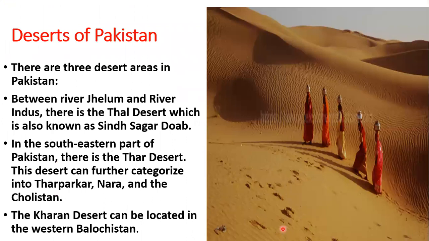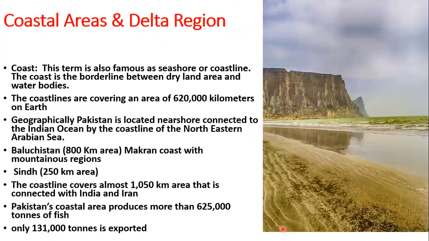So for the difference, coast is actually with the sea or with the ocean or a mega river. Delta is the branches which happen.